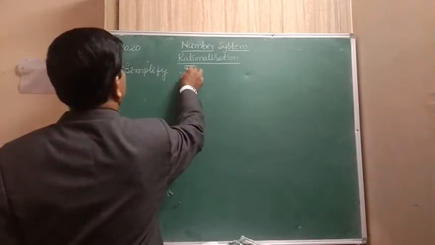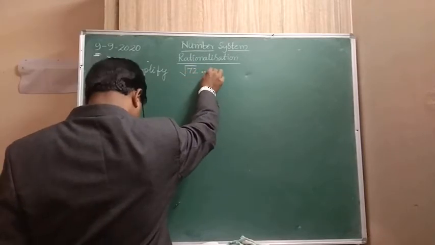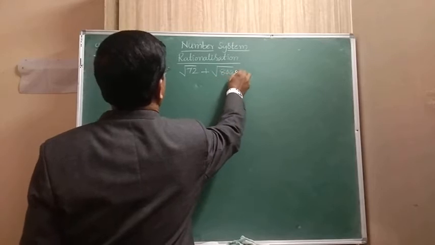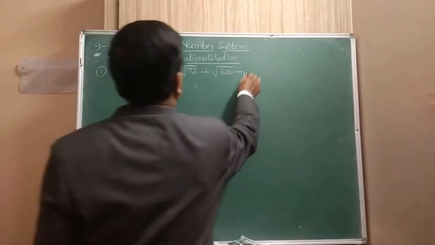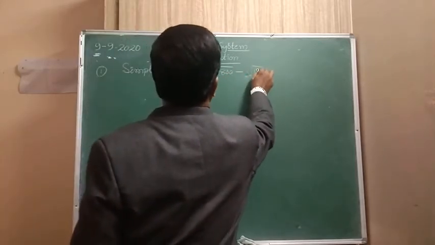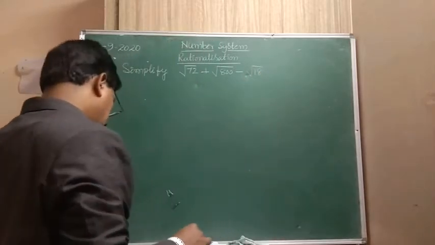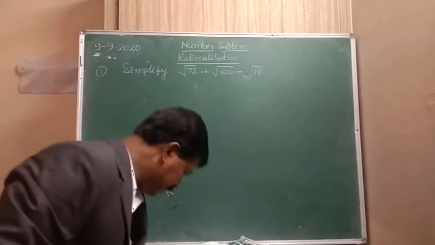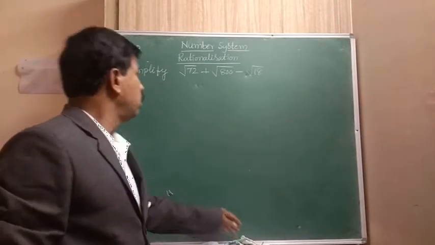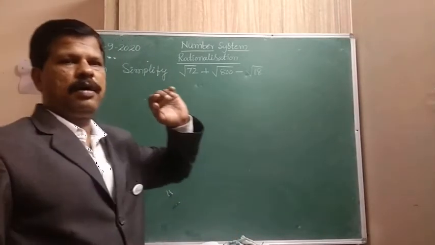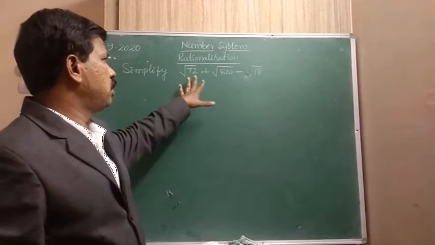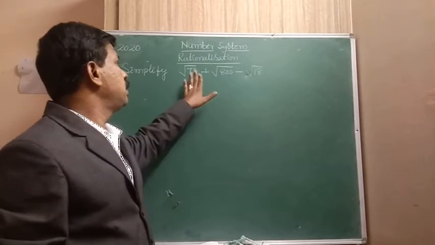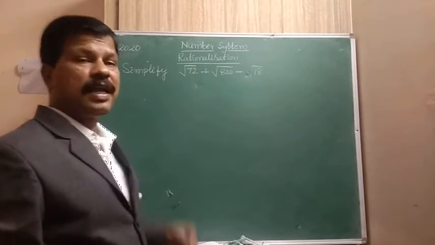Root 72 plus root 800 minus root 18. So this is a simple one. Now how to simplify this? For this we already discussed these types of questions. First remove a perfect square number inside these radicands.